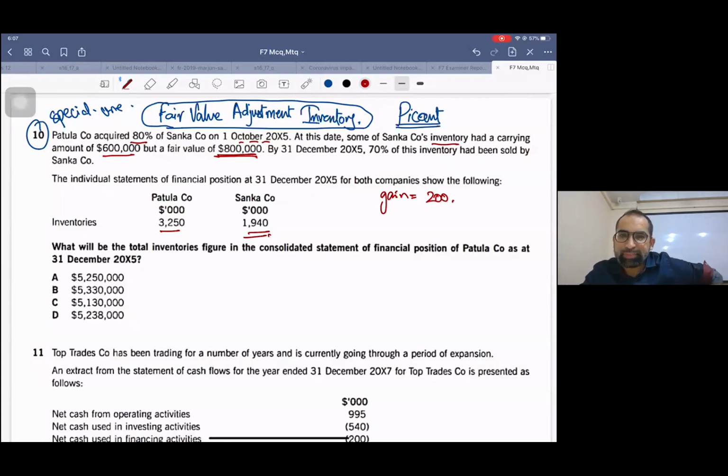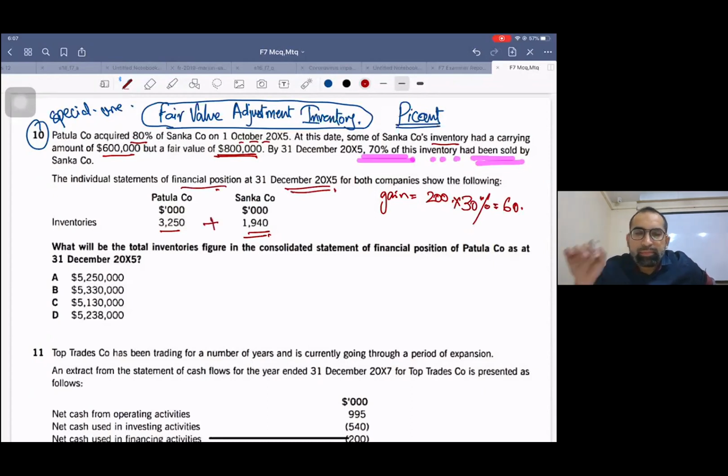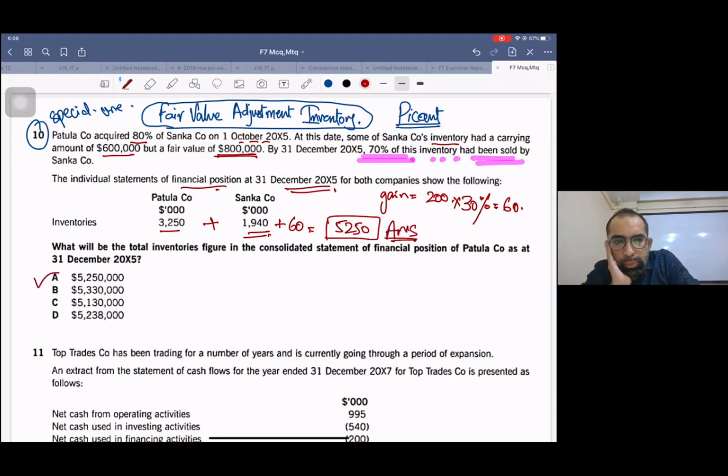Okay. Now wait. By 31st December X5, 70% of this inventory had been sold. That means in the post period, 70% of the transaction has already been done by S company. So you need to adjust only 30% of it. So 200 times 30% is how much? 60. Now, the individual statement of financial position at 31st December shows these year-end inventories. So you do adding together: 3250 plus 19540 plus this 60. Can you tell me the answer? Thank you. 5250 is the answer, A. I hope you understood this concept. I hope you learned this concept.